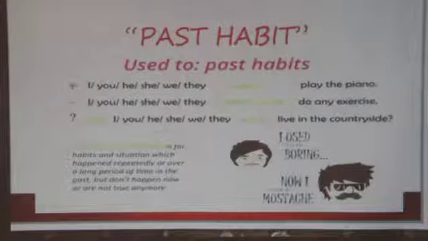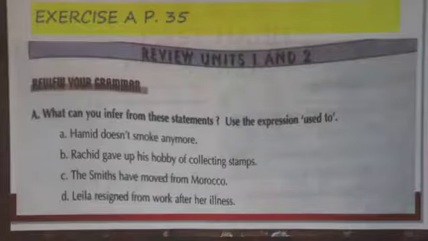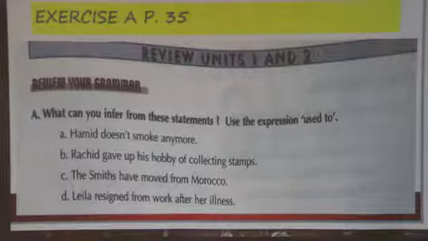So as you know, we use the past habit form to talk about habits that we used to do in the past. I'm going to give you an example. For example, someone who was addicted to smoking is going to say, I used to smoke, but now I don't smoke anymore. Okay? And like this. Now, let's move to exercise A, as I've stated earlier.